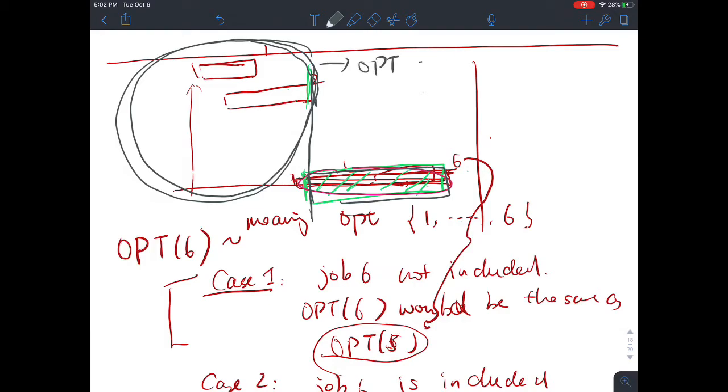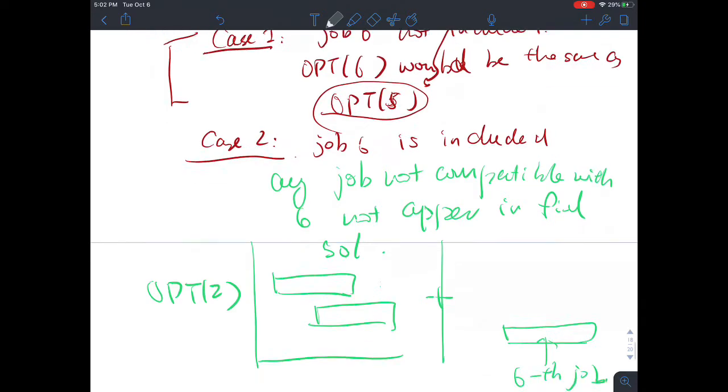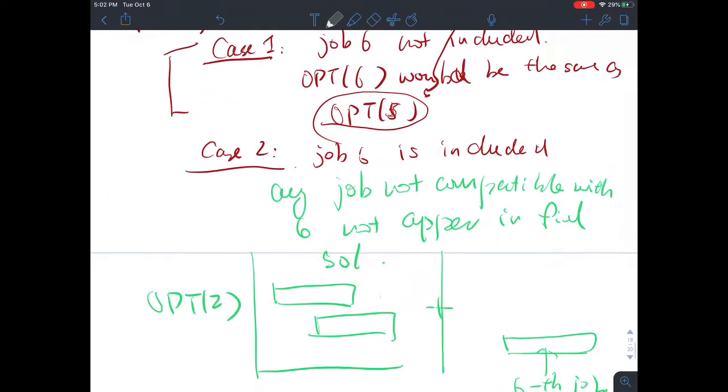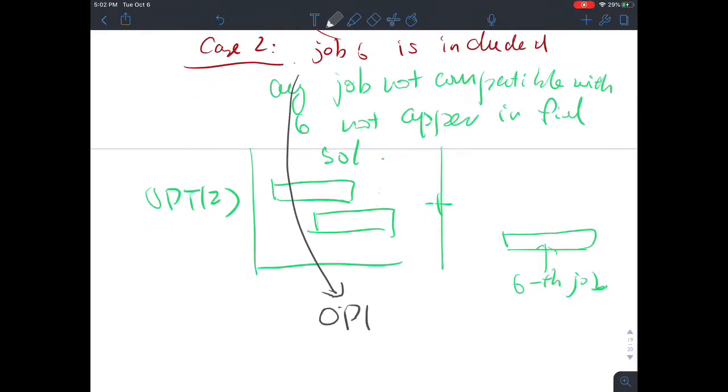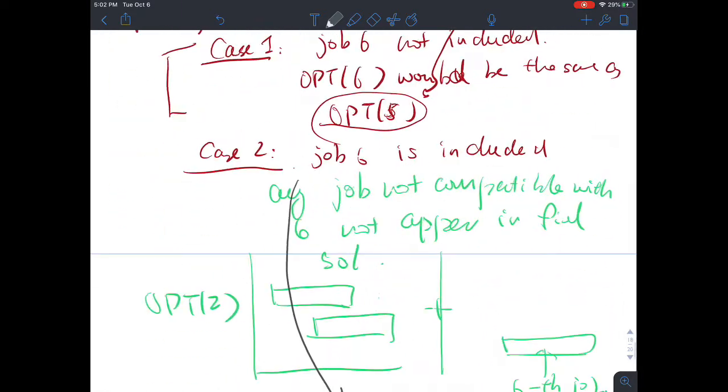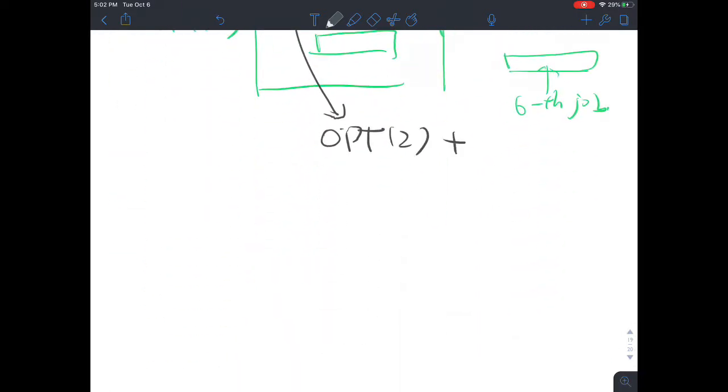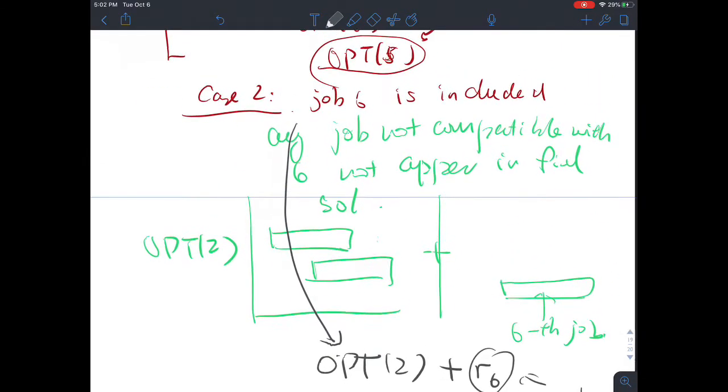So the optimum solution for this region is, by definition, just another problem: the optimum solution of 2, the first 2 subset. So in case 2 is correct, what we get is the optimum solution of the first 2 jobs, plus your reward of the 6th job. Let's call this the reward for the 6th job. So these are the 2 cases.